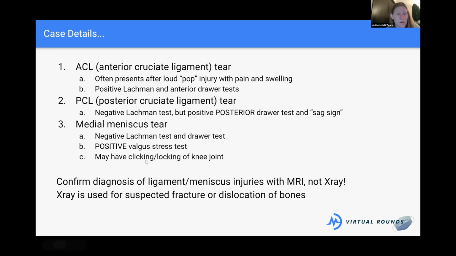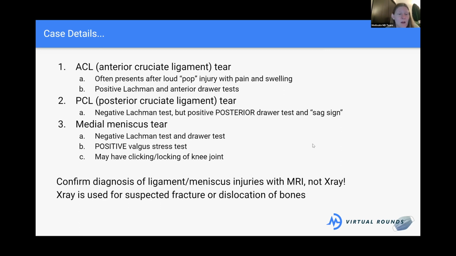And this one also, when I mentioned in the exam that our patient didn't have any locking or clicking of the joint during the range of motion exam, that can also, if they did have it, lead us to suspect a meniscus tear. That's just one of the other findings that can be associated with this.